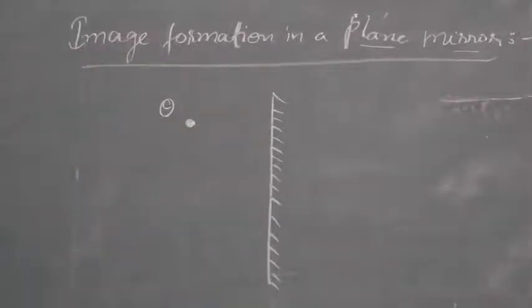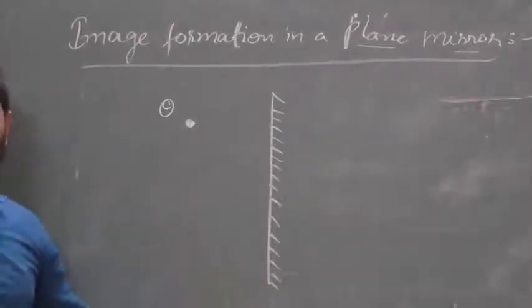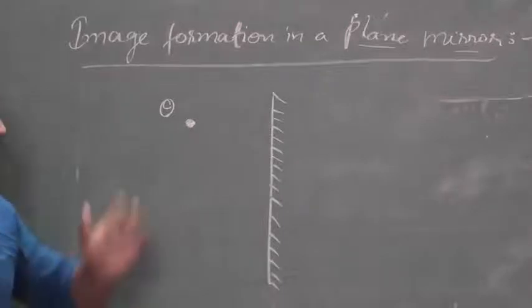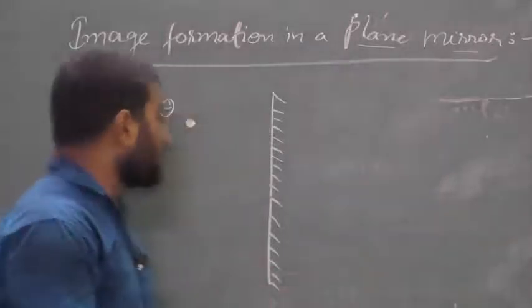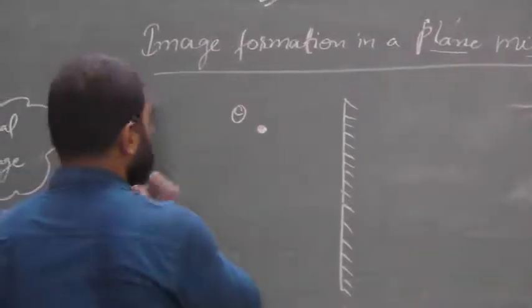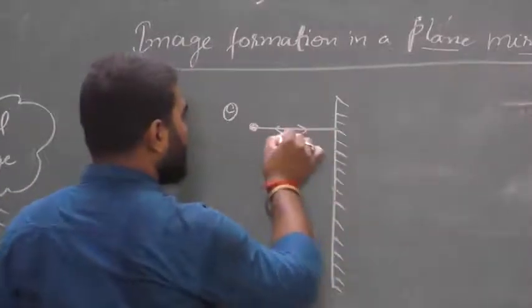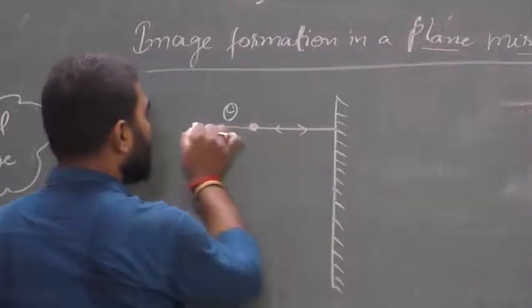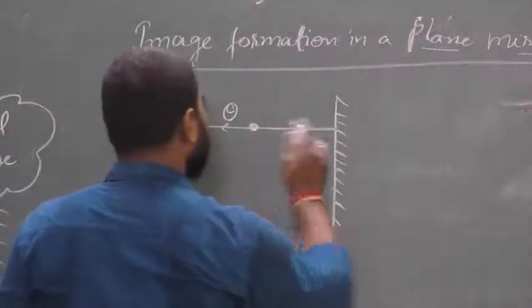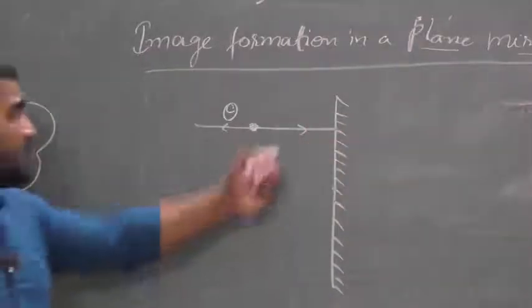What is the necessary condition for image formation in a mirror? When two reflected rays intersect each other, then the image will be formed. So here, let one incident ray fall perpendicularly on this mirror. We will see it reflects back the same way, because the angle of incidence and angle of reflection are both 0 degrees.